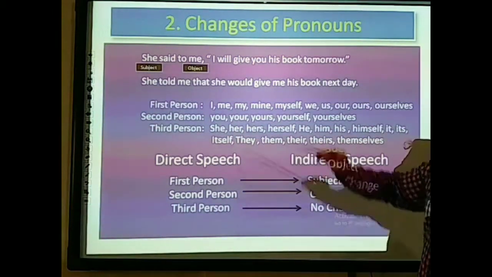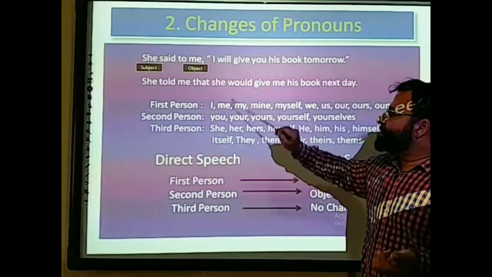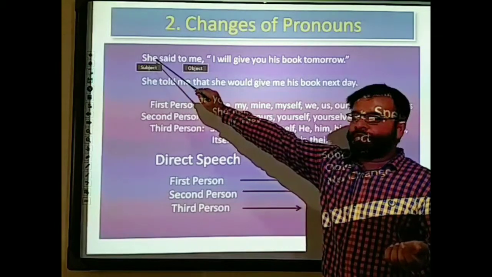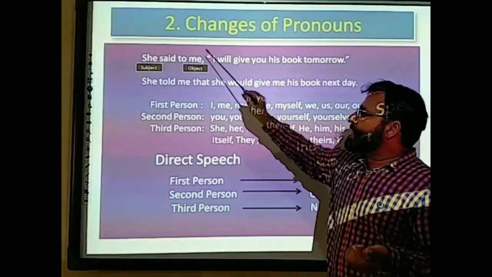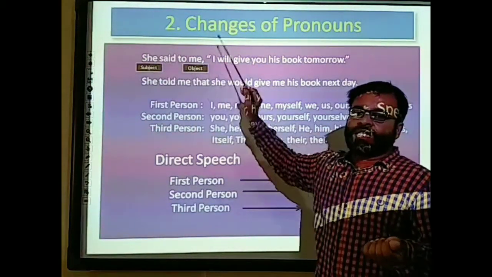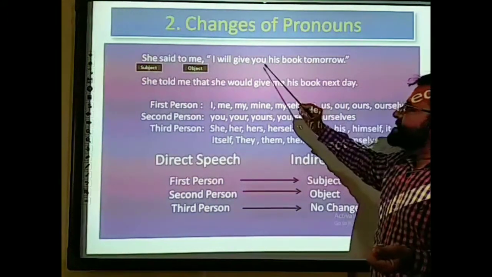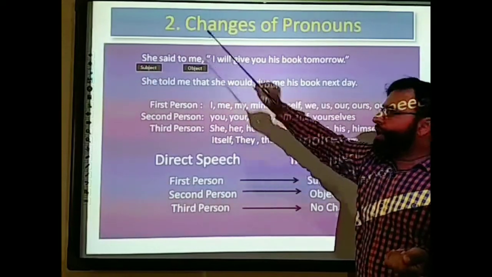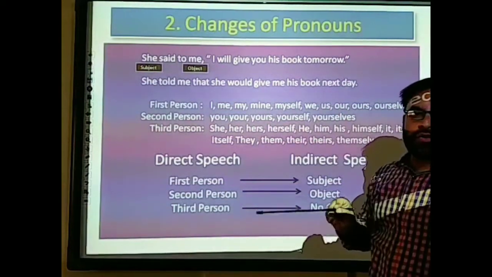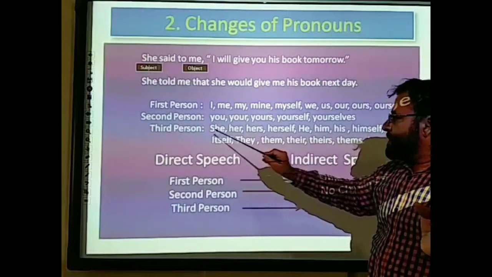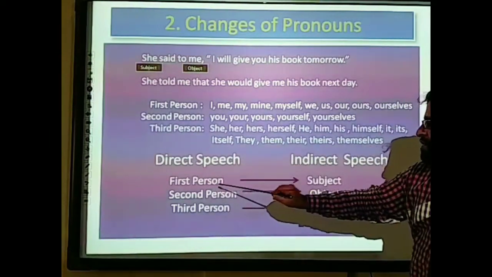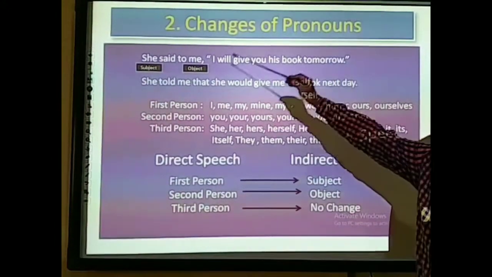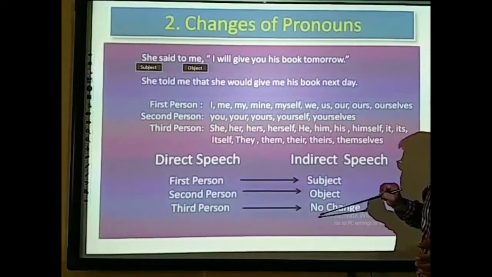What changes occur? First person will change according to the subject. If the subject is "she," this will become "she." If the subject is, for example, "he" or "they," this will become accordingly. Second person changes according to the object. And third person does not change. Remember the rules: first person changes according to the subject, second person changes according to the object, and third person does not change.